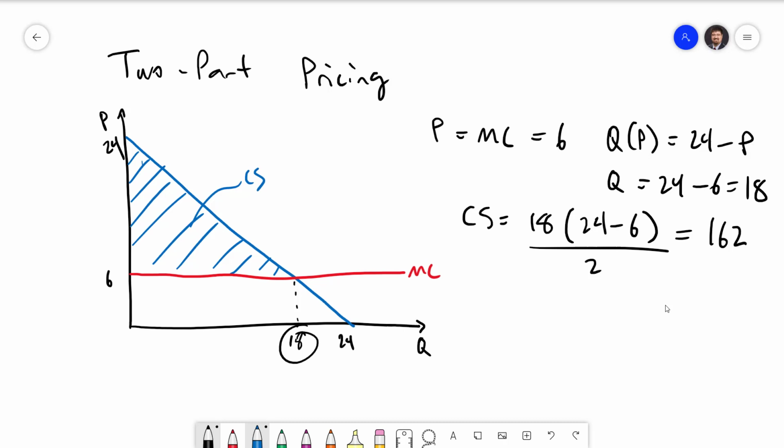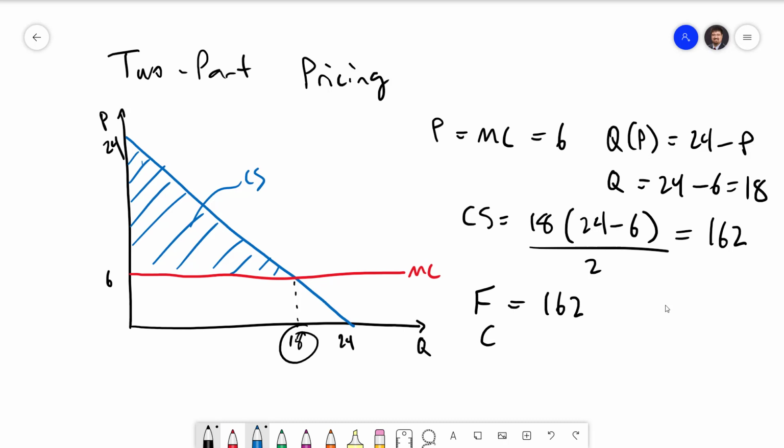But with two-part pricing, this is not where we stop. We are going to charge the consumer a fixed fee in order to access this low price. How much would the consumer be willing to pay? They would be willing to pay up to 162 with their consumer surplus to buy into this deal. And so I'm going to set F equal to 162.